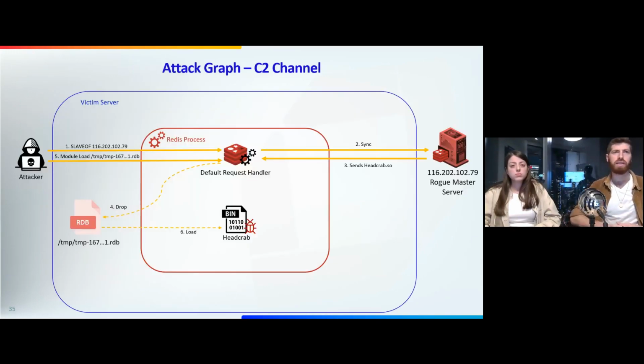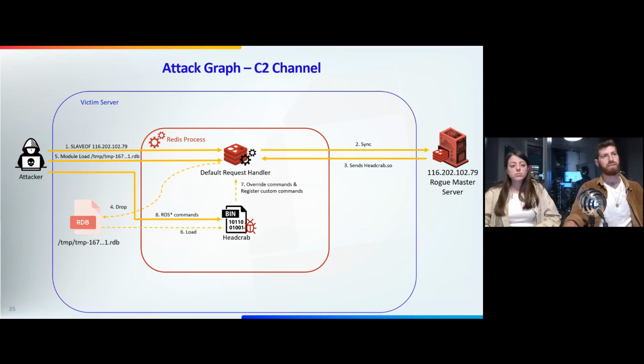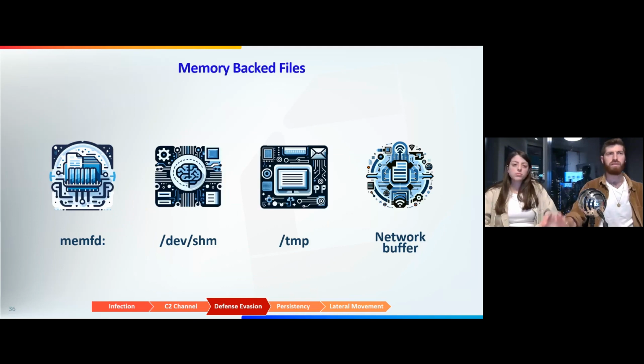So let's take a look at the attack graph now that we know a little bit more. As we said, the malware overrides commands and registers new custom commands, and the attacker sends its commands to the malware through the RDS and another character command. The first thing that we see HeadCrab doing, as mentioned in the mini blog, is run a crypto miner. XMRig is a common crypto miner, and it's dropped into memfd, which is a memory-backed directory, and then executed. So what is memfd?